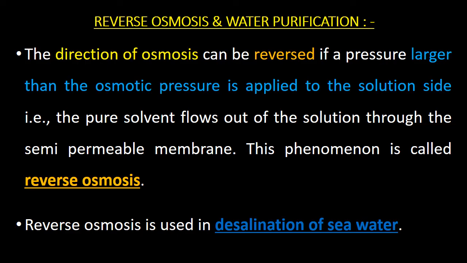The direction of osmosis can be reversed if a pressure larger than osmotic pressure is applied to the solution side. That is, the pure solvent flows out of the solution through the semi-permeable membrane, and this kind of process is known as reverse osmosis. And this reverse osmosis is used in the desalination of seawater.